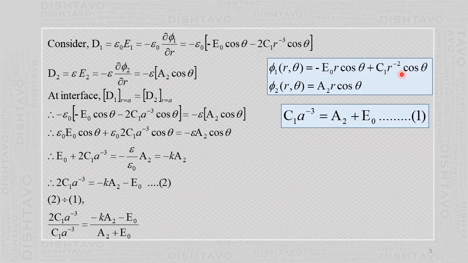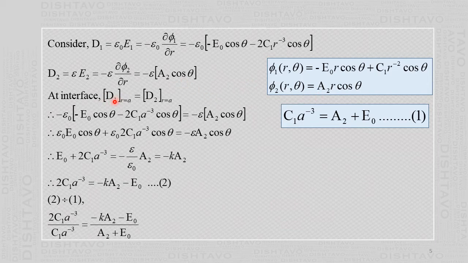You can differentiate this and see minus 2 C1 r to the minus 3 cos theta. Now D2 is the electric displacement inside the dielectric. So inside the dielectric, the permittivity is epsilon, and the electric field is E2. Then E2 is minus dou phi 2 by dou r. So minus epsilon comes here, and when you differentiate this, you will get A2 cos theta.